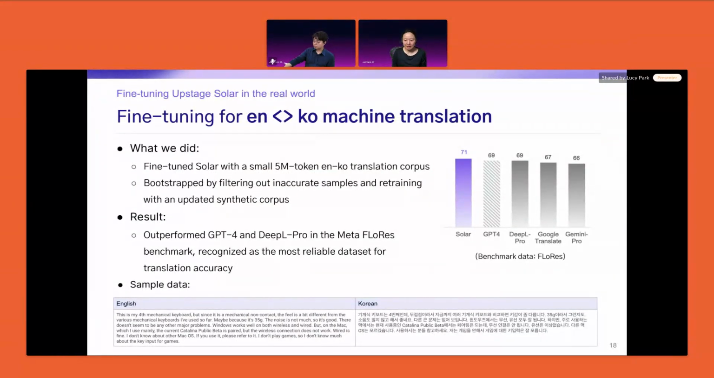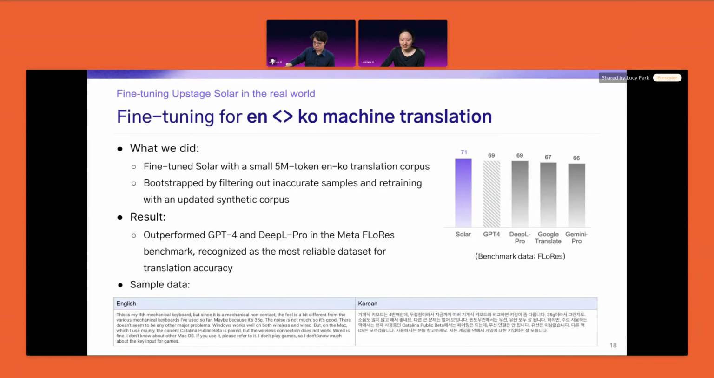The first case is about machine translation. Obviously, as our Predibase friends also showed us, LLMs are good at machine translation, particularly when they are fine-tuned. At Upstage, we also fine-tuned Solar for English to Korean translation. To do this, we didn't just fine-tune once. Rather, we used an iterative approach. We started out with a small 5 million token English to Korean translation corpus, filtered inaccurate samples, and retrained with an updated synthetic corpus. This process was then repeated several times to achieve substantial improvements in translation.